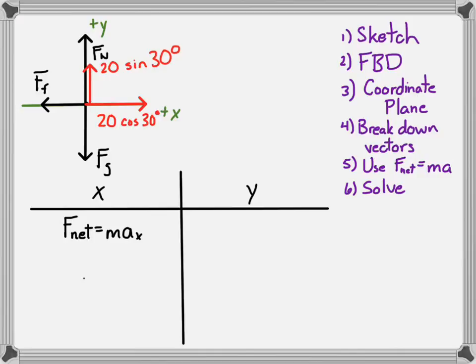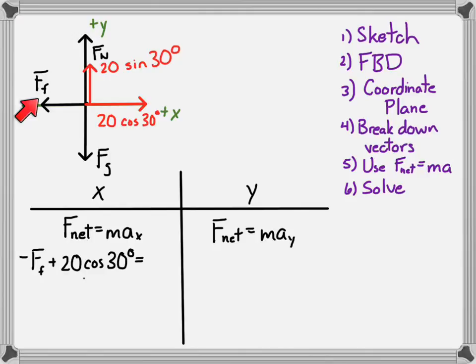Let's deal with the x direction first. So what I want to do to find F net is add all the forces acting along the x direction. Oops, I forgot F net equals ma. So let's go back to the x direction.